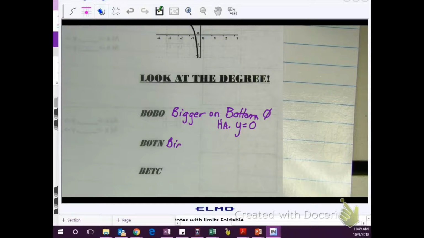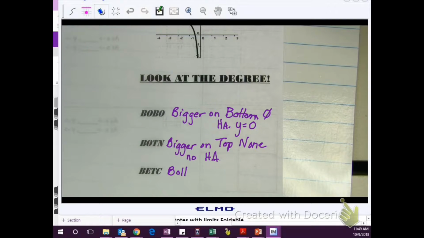Bigger on the top is none. There is no horizontal asymptote. There will be an oblique if we can divide it, but none. BOTN: bottom, bigger on the top, there's none.